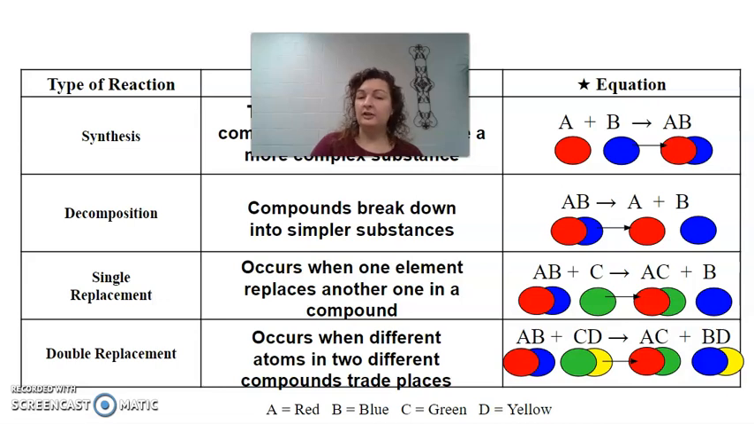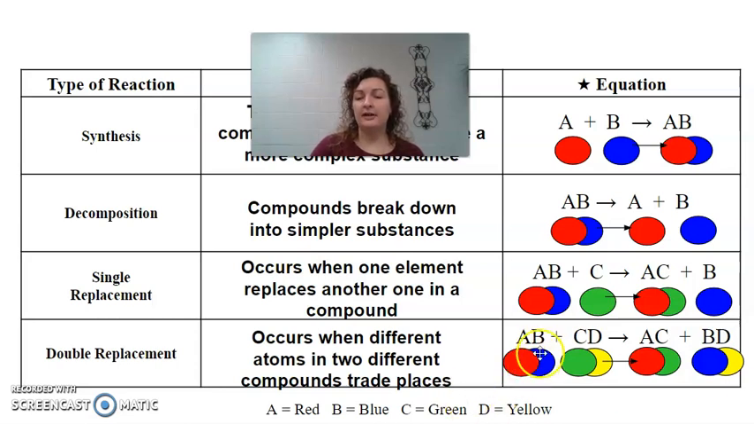Single replacement occurs when one element replaces another one in a compound. So we have a compound and we have another element being added to it, but now we've replaced that blue with the green. Do you guys see that? The blue has been swapped with the green. Now we have a new compound, and the old element has been like shoved out to the side. It's been replaced. Double replacement occurs when different atoms in 2 different compounds trade places.